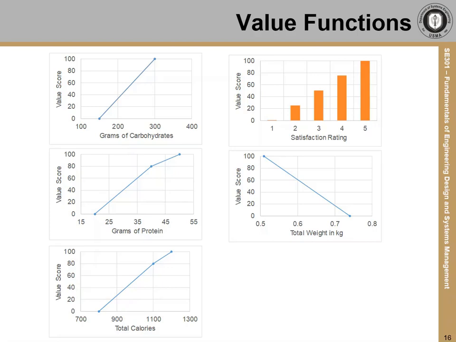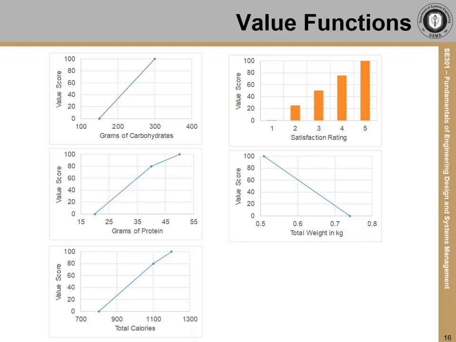Second, notice that you can tell the minimum acceptable value for each of the functions. For example, for total carbohydrates, a meal must provide at least 150 grams of carbohydrates. If not, that meal would not be a feasible solution for this problem. For total weight, a meal must weigh less than 0.75 kilograms.